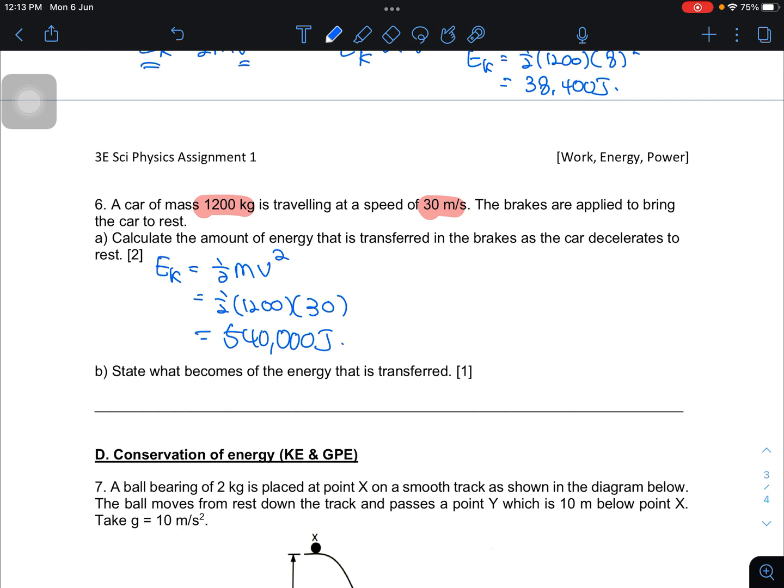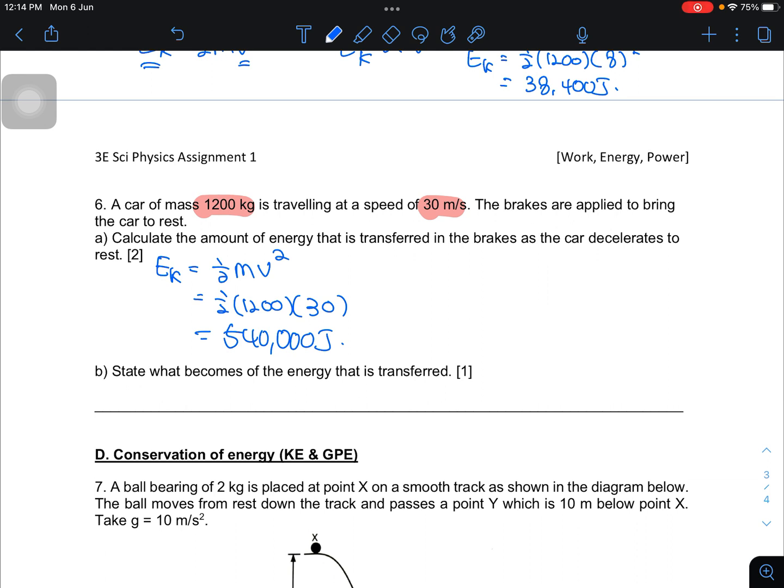Okay, so the brakes are applied to bring the car to rest. Initially, my car possessed 540,000 joules of kinetic energy. Then when I apply the brakes, the car suddenly comes to a stop. So any more kinetic energy? No more kinetic energy, right? According to the principle of conservation of energy, energy cannot be created nor destroyed. So eventually, where did this 540,000 joules of energy go?